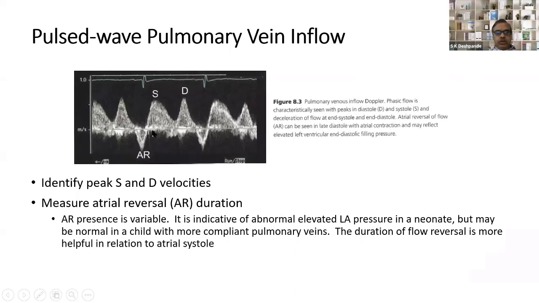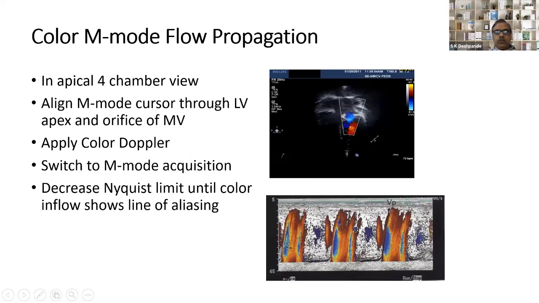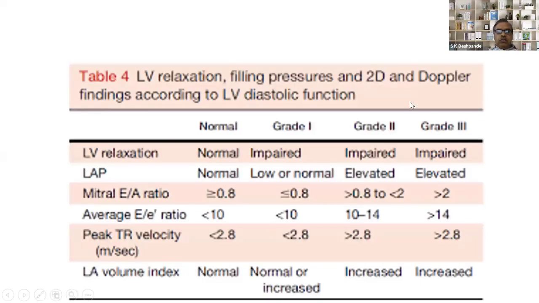During atrial diastole, blood is coming from the pulmonary veins toward the atrium, and when the atrium contracts, a small amount of reflux occurs into the pulmonary veins. But when the ventricle is non-compliant and the atrium cannot empty itself, then instead of going into the ventricle, the blood regurgitates. That is called atrial reversal flow, which is also a sign of severe LV dysfunction. Then color flow mode of propagation is done using color Doppler. So these are the common things.